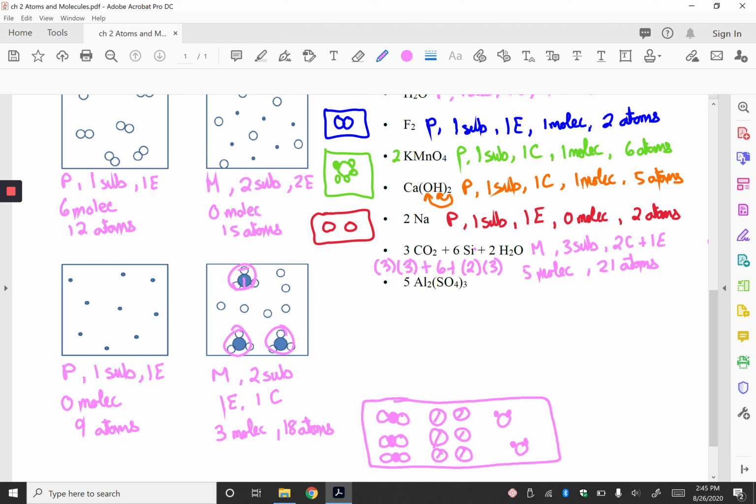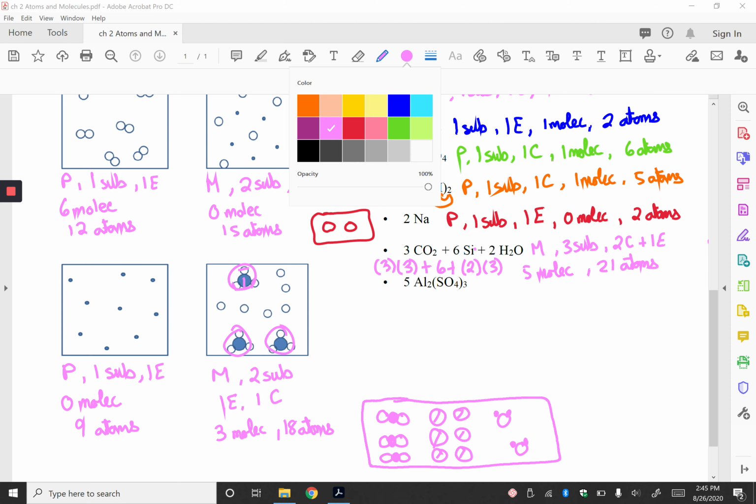If you look, these are 1, 2, 3, 4, 5 molecules. These are not molecules, they're individual atoms. And then if you count up the atoms, there should be 3 plus 3 plus 3. That's 9 plus 6. That's 15 plus 3 plus 3. So that's a total of 21.